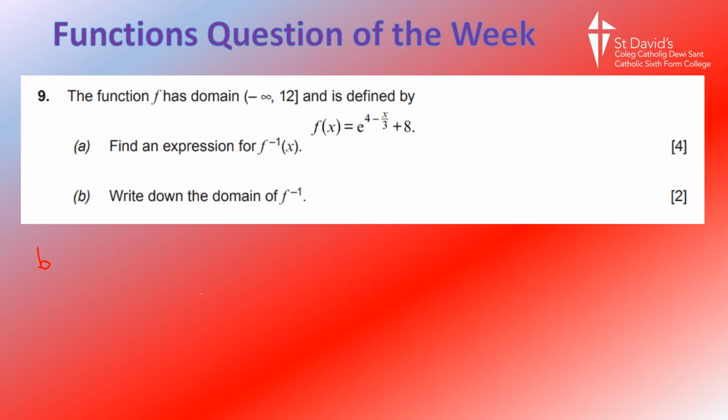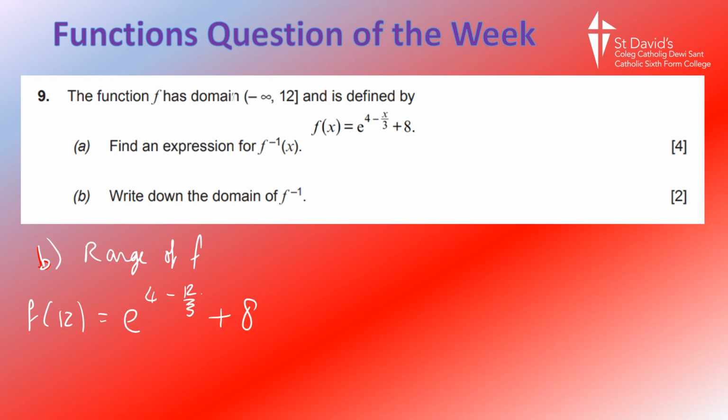So in question B, we're looking for the domain of the inverse function. This is the same as the range of the original function. If we look at the domain for the original function, we can see that we're allowed to put in anything from minus infinity to 12, and we need to work out what we could get out of that function. So first of all, I'm going to put those numbers into the function. Let's start with 12. f(12). This would be e to the (4 minus 12) over 3, plus 8.